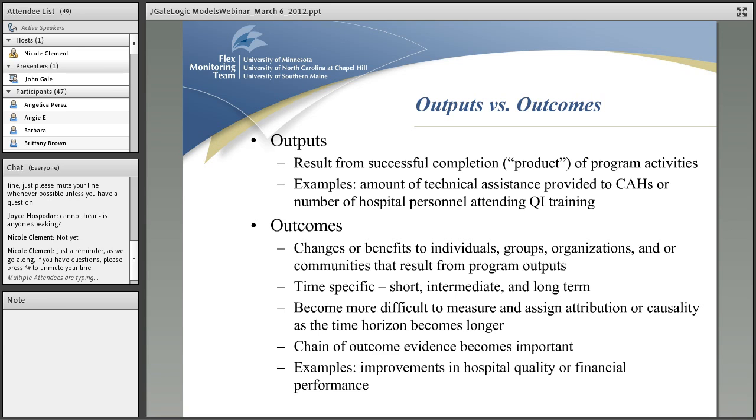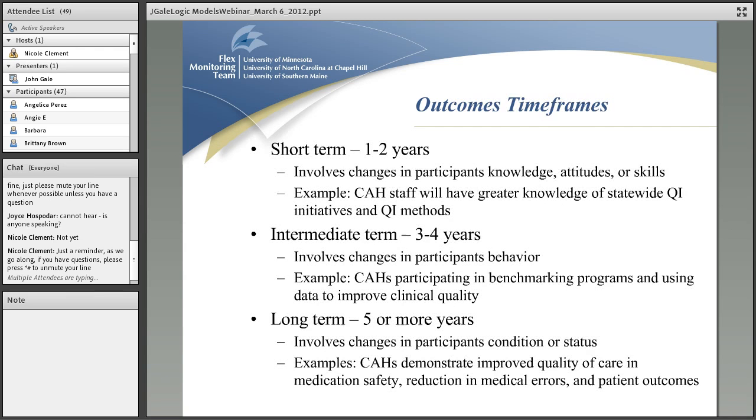Examples, if you want improvements in hospital quality or performance or financial performance, you've got to measure the things that you're doing that will contribute to that and think about relative contribution versus trying to assign causality for everything that's happening, because it's just not possible.